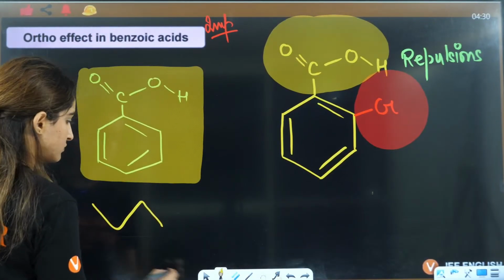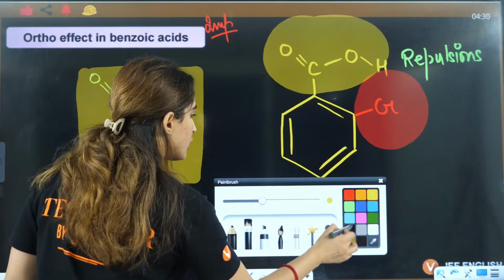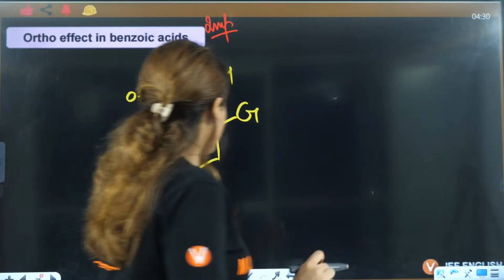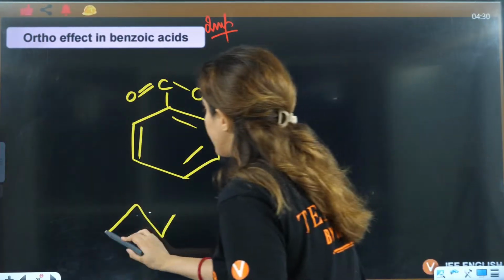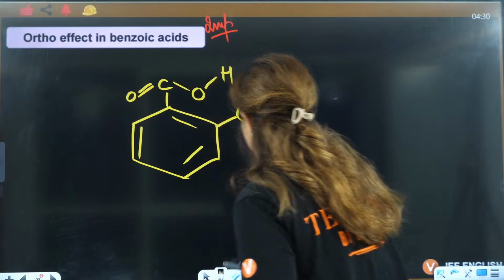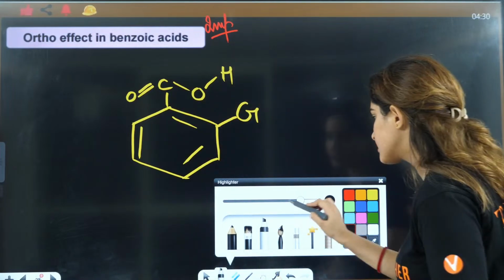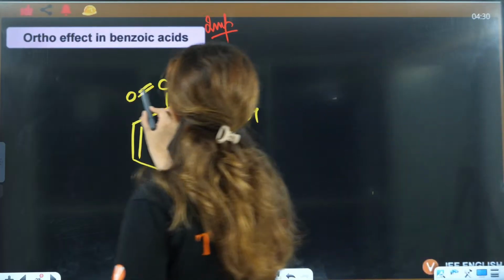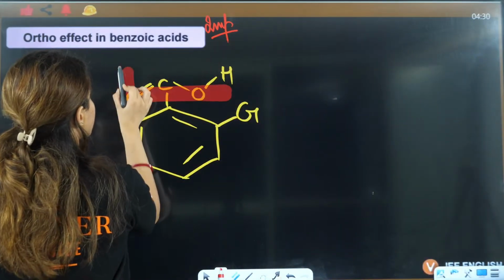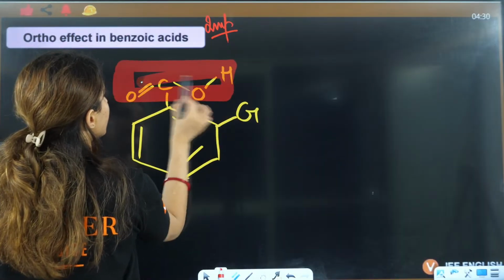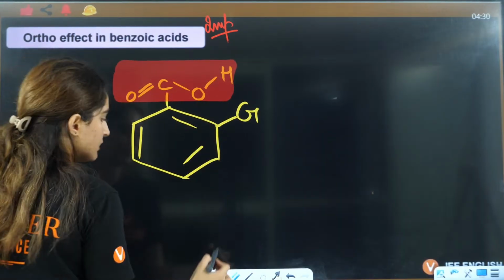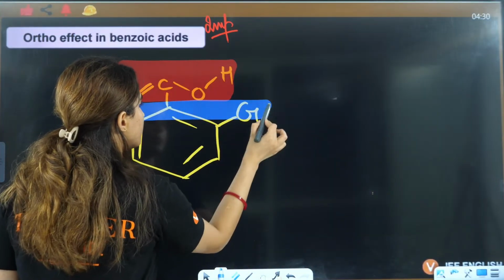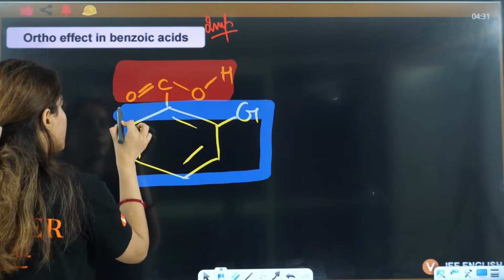Now this plane change, you can also show it like this. What exactly will happen? Let's say this is your one plane. This will be in some other plane, and this whole group will be in some other plane.